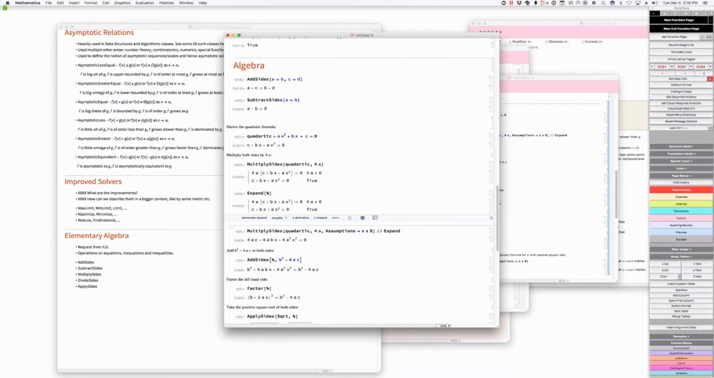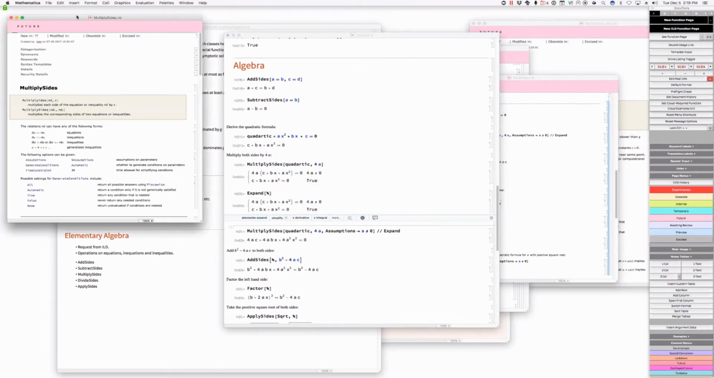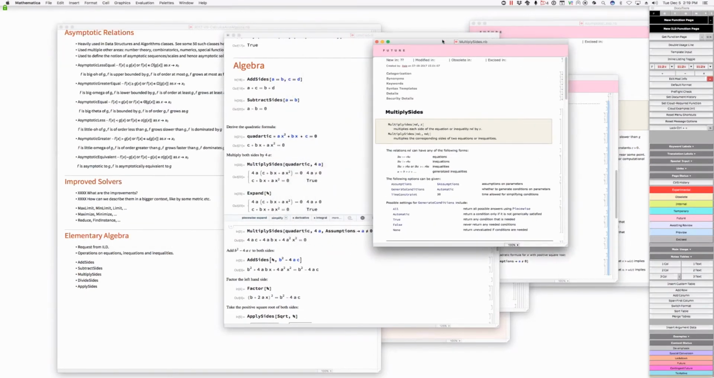Fair enough. Okay. If you look at the multiply sides page, there are different settings for generate conditions. Devendra and I felt that piecewise was less scary than conditional expression, so the default value is all, which returns all possible answers using piecewise. For example, if you divide an inequality by A, you'll have two different answers, one where it's reversed and one where it's not reversed.